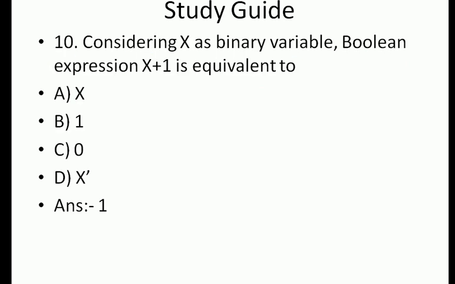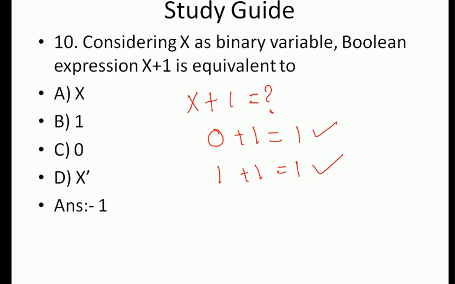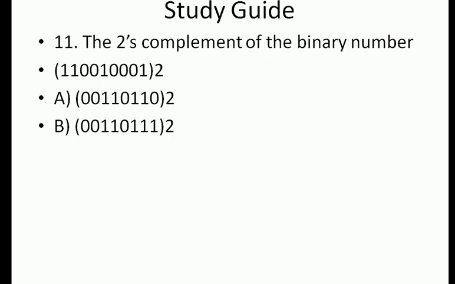Now what is the next question? Next question: x is a binary variable. If x is a binary variable, then what will be the Boolean expression for x equals to 1? Now in Boolean algebra we know there can be two values, one is 0 and the other is 1. Now 0 plus 1 will always be 1, and if I take x equals to 1, 1 plus 1 is also always 1. That is logic 1, this is also logic 1. So in Boolean algebra, x plus 1 will always be substituted by 1. So the correct answer will be option B in Boolean algebra.